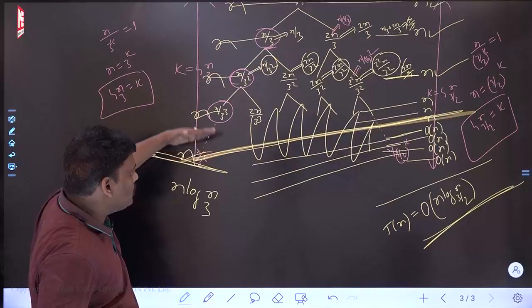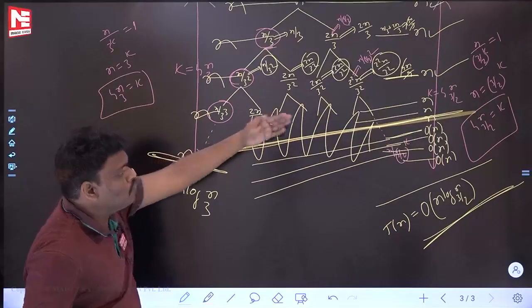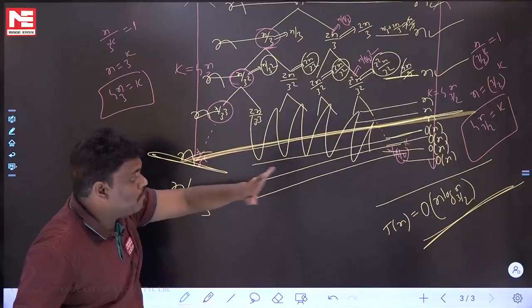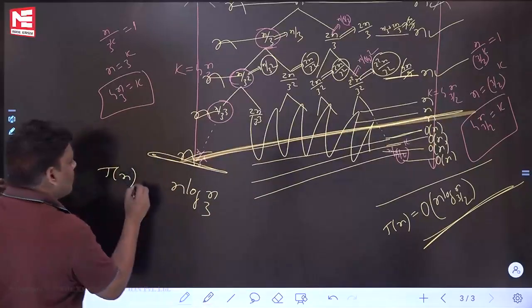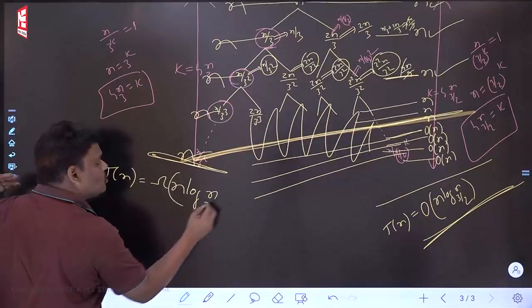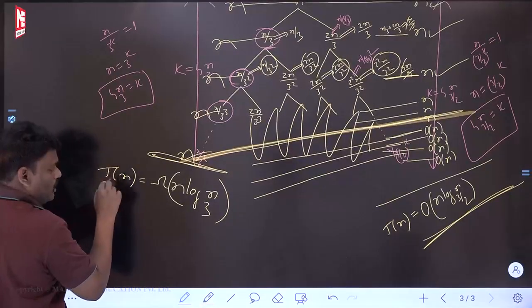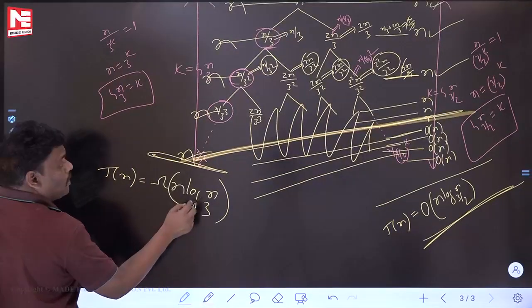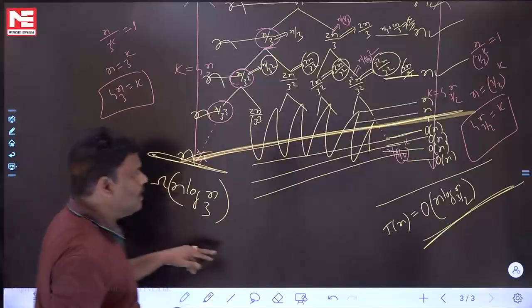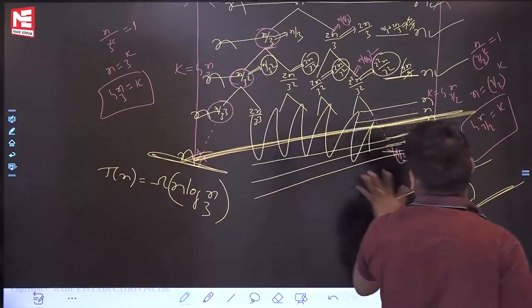I think I stopped at a small place only. Even though on the right-hand side some more people are coming, I am stopping here only. What is the meaning? Comparing with the actual answer, this answer is smaller. The actual answer is Tn. Comparing Tn, this n log n base 3 is smaller. Comparing Tn, this n log n base 3 by 2 is bigger.